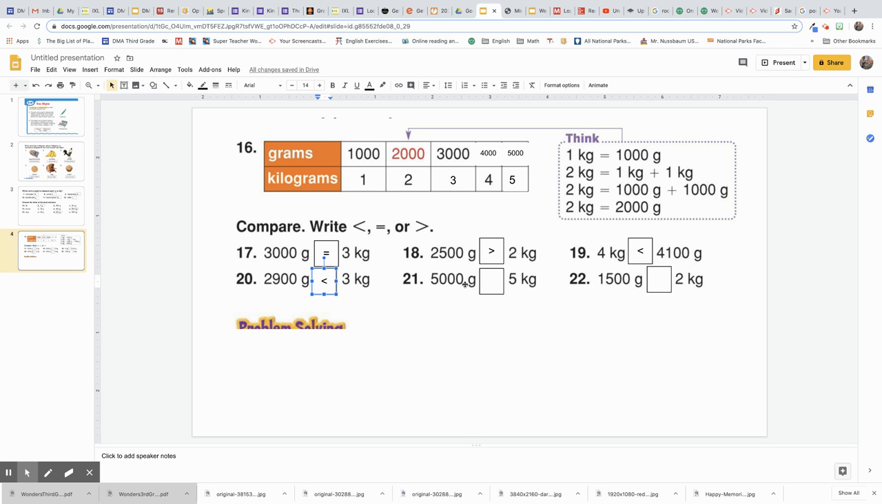All right, 5,000 grams, 5 kilograms. We'll look up here, 5 kilograms, 5,000 grams. That's an easy one too. Equal. And our last one, 1,500 grams or 2 kilograms. Again, this isn't up on our chart, but 2 kilograms is. And 2 kilograms equals 2,000 grams. Well, this is 1,500 grams. Well, that's less than 2,000 grams. So, guess what? We have one more less than.